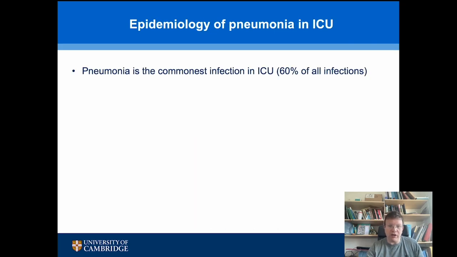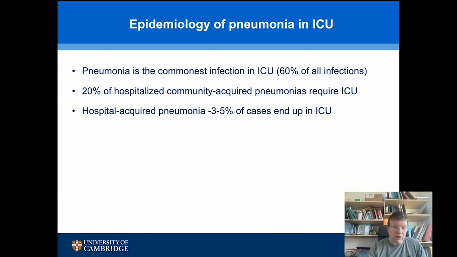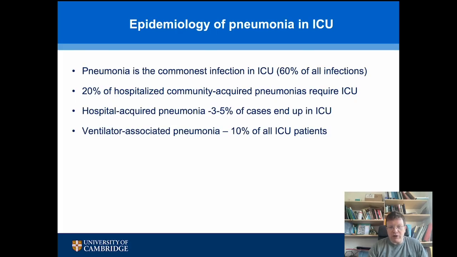Pneumonia is very common in the ICU. It makes up about 60% of all infections encountered in this setting. Perhaps 20% of patients hospitalised with community-acquired pneumonia will require ICU, although the proportions will vary depending on which setting you're working in and the availability of ICU beds. Hospital-acquired pneumonia, slightly lower frequency of admission to ICU, perhaps 3 to 5% of patients with HAP requiring ICU. And of course, ventilator-associated pneumonia, which by definition develops in ventilated patients in the ICU, may complicate up to 10% of the stays of all ICU patients.